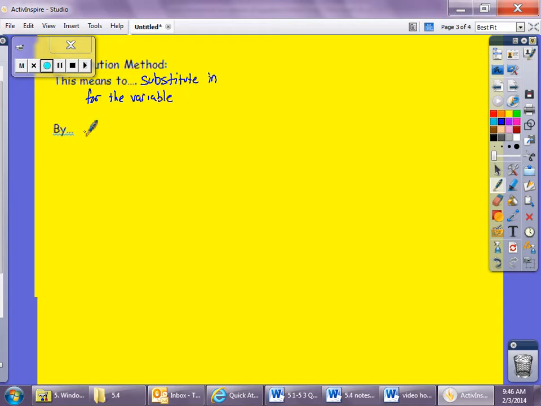And we do it by solving for a variable. So we choose one of the variables we want to solve for. After we solve for that variable, we plug it into the other equation, and then solve.